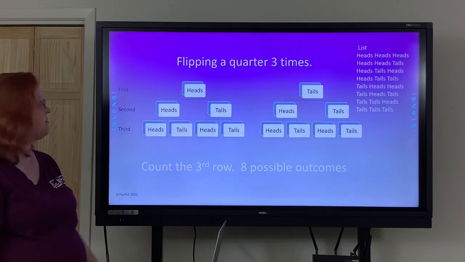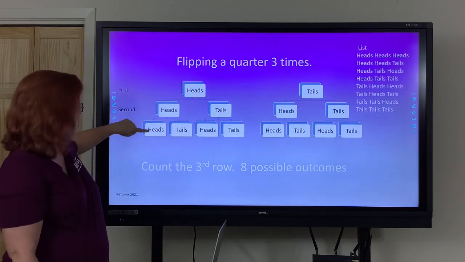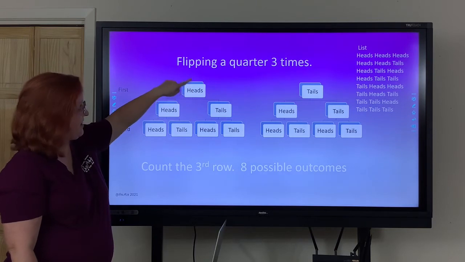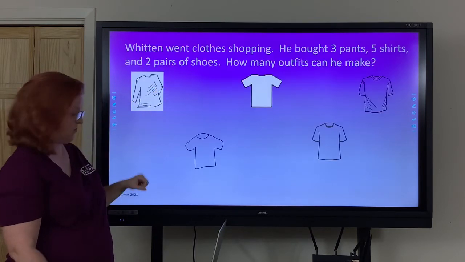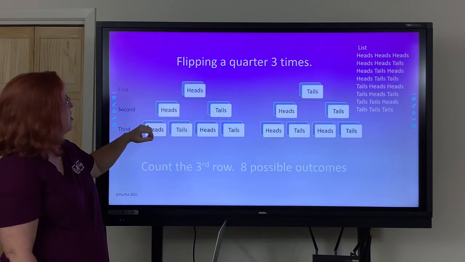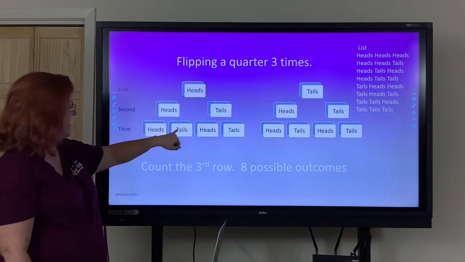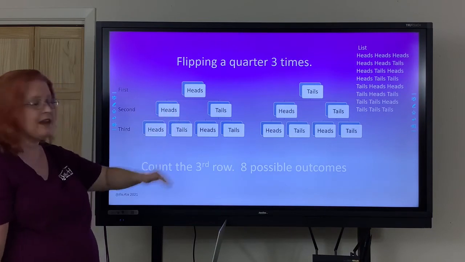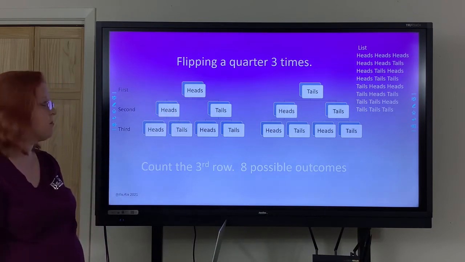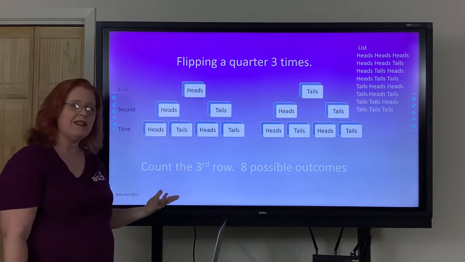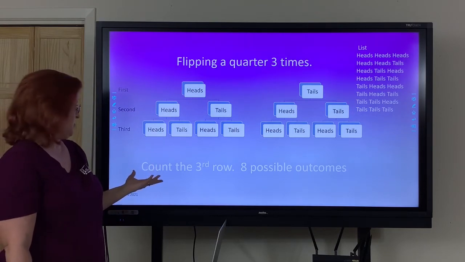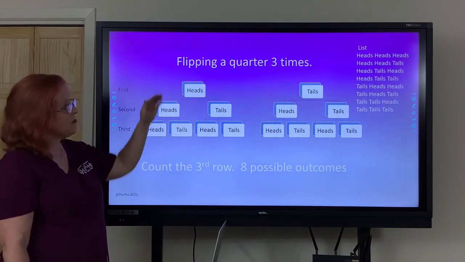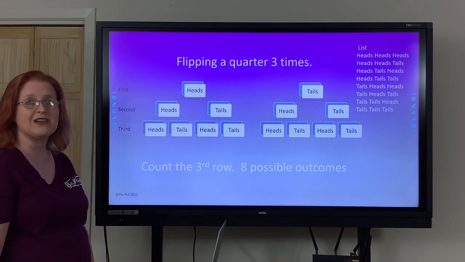And our list would be heads, heads, heads. Then our next one would be, go back, heads, heads, tails, heads, tails, heads, and it just keeps going through. And so you just have to work through the list. Again, that's why I like tree diagrams. Again, it's just whatever you're comfortable with. There's still 8 different possible things that could happen.